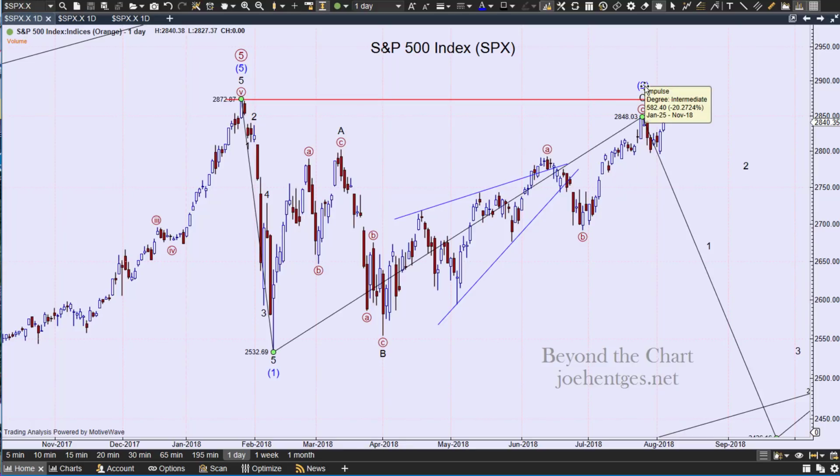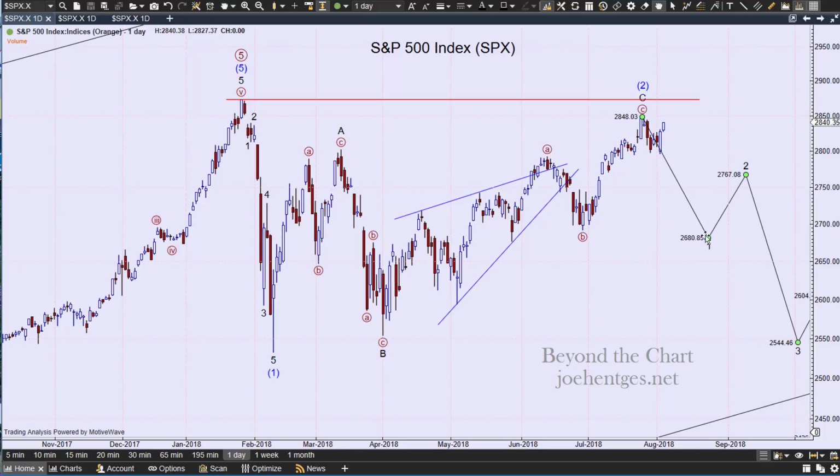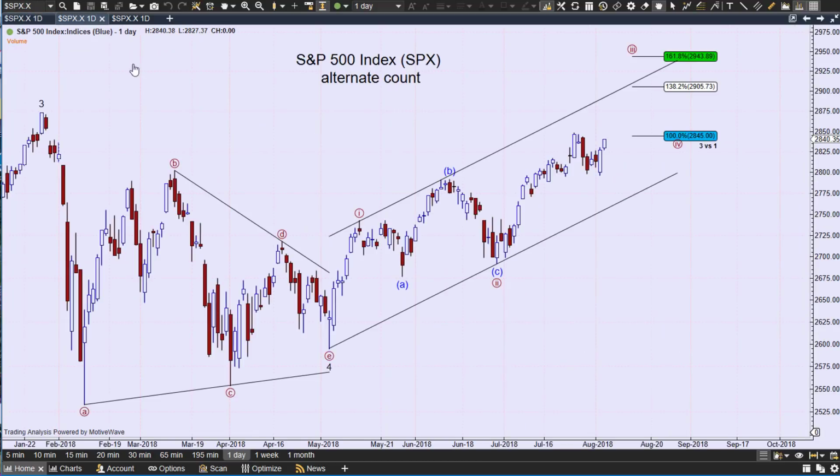And where does it go from here? Well, if we start to break down, like I'm expecting us to, this will accelerate in intermediate wave 3. Within intermediate wave 3, we'll start to count the minor waves and see how the wave structure plays out. So that's the path forward with this preferred count. Let's take a look at the alternate count.